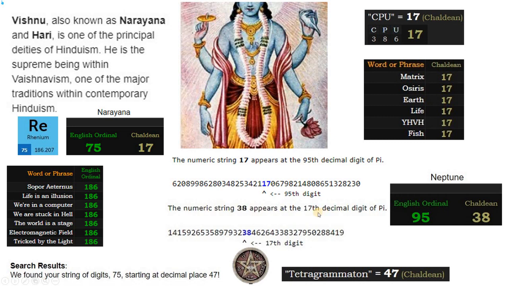So through pi, 17 is linked to those two numbers that represent Neptune, and we saw that Vishnu was 93 in English ordinal, matching element Neptunium. So this is another layer showing this link between this deity and Neptune, the god of the sea. Whether you call it Vishnu or Narayana, you can see that it is linked to Neptune.